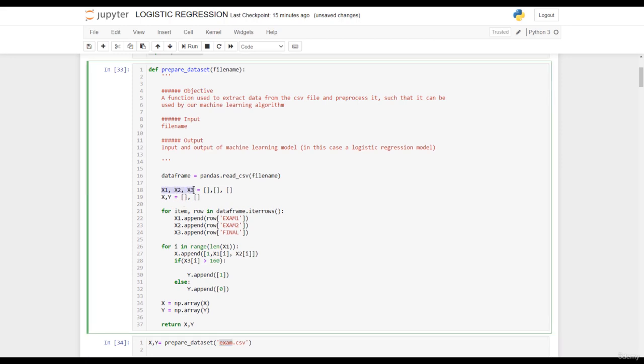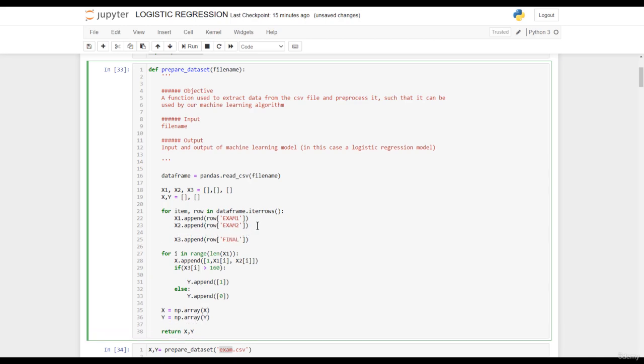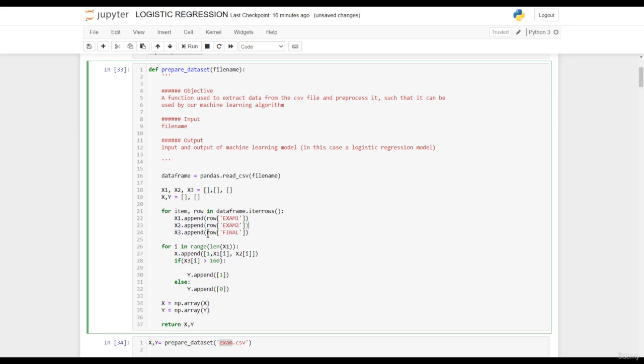We read the file. We have 3 lists: x1, x2, x3, and then y. So x is the input and y the output. x1 is going to take exam 1, x2 exam 2, and x3 the final mark. We're going to leave out exam 3 since we want to be able to demonstrate logistic regression easily using plots. So as an assignment, you could take x3 to be the exam 3 and then send this to exam 4 and work with it that way. So let's take this off, and for now we're working with x1 and x2.